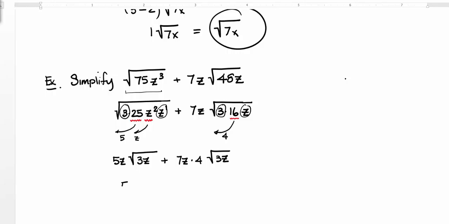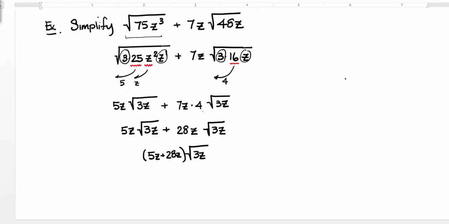Okay, so I have 5z times the square root of 3z plus 7 times 4 is 28. So I have 28z all times the square root of 3z. So this is good, right? My radical parts are the same. 3z, and I factor that out, and I have 5z plus 28z. And since these two are like terms, I can add them together. And I have 33z on the outside and 3z on the inside. Right, notice that these two had to be the same like terms as well, because otherwise I couldn't have combined them, right?